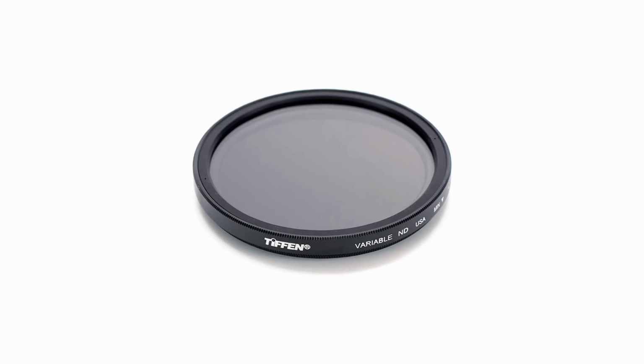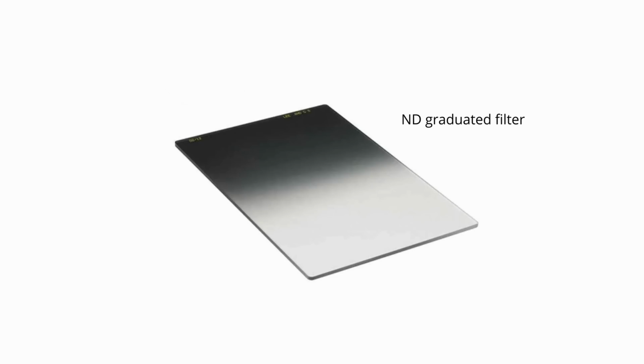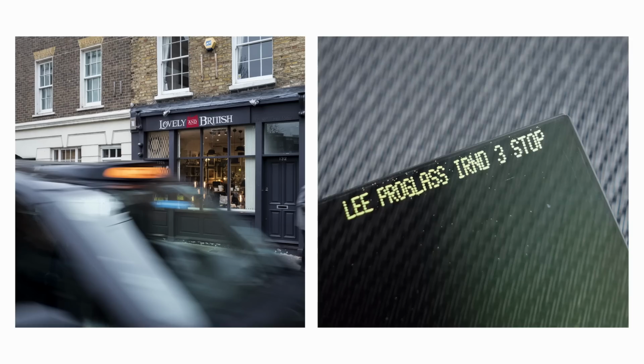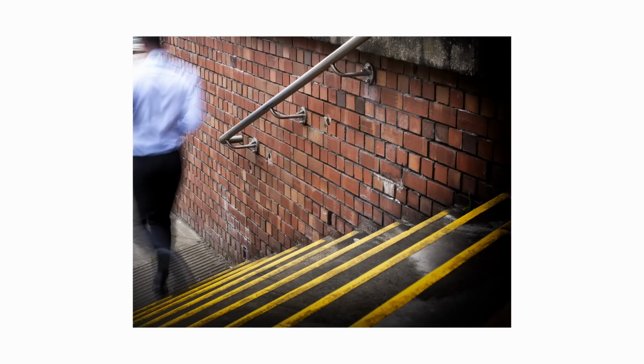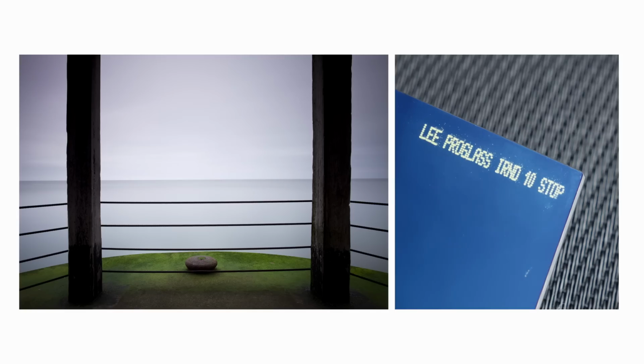ND filters, and we're talking about the full colour ones here, not the graduated type that just control the brightness of the sky. These will cut the light reaching the sensor and allow you to use those longer shutter speeds, and they come in different strengths. I use a 3-stop for general use, a 6-stop for being more creative, which most of the time still allows handheld shooting, and then a 10 and 15 stop for those multiple seconds and multiple minute exposures.